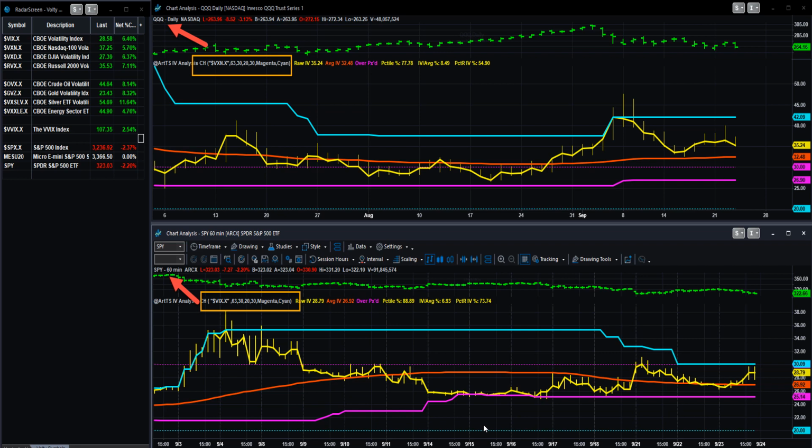We haven't hit that in a long time, by the way. So that may be just wishful thinking on my part. But I also have it set at 30, which I think is a really good resistance level for VIX. And you can see that we've touched 30 a few times, and it usually bounces off of that.